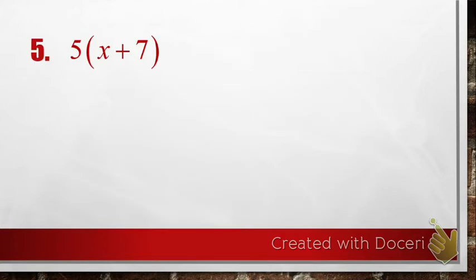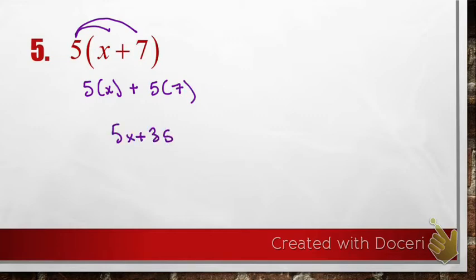So if I go to number 5 in your notes, I'm going to go ahead and distribute by drawing in these arrows. These arrows indicate that I need to multiply those two things together. So I'm going to do 5 times x plus 5 times 7, and I'm going to get 5x plus 35 as my expression solution.